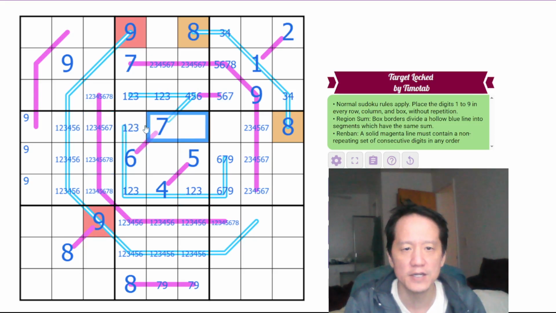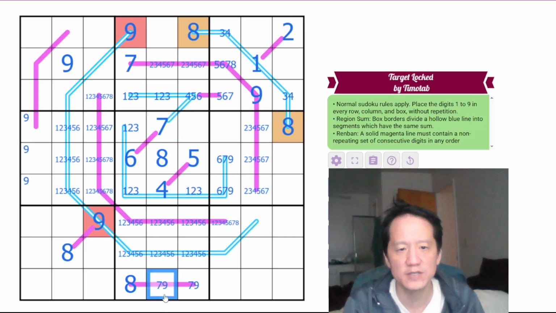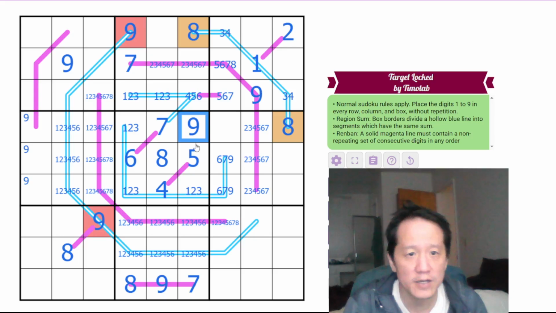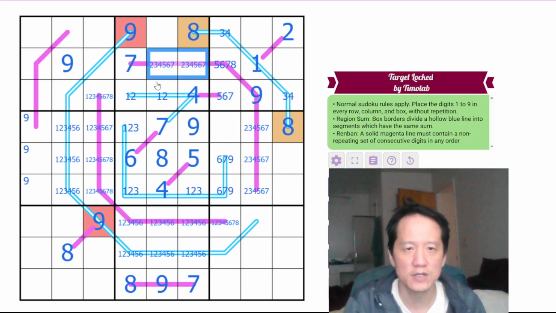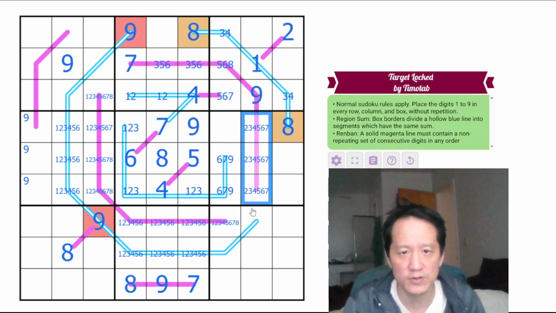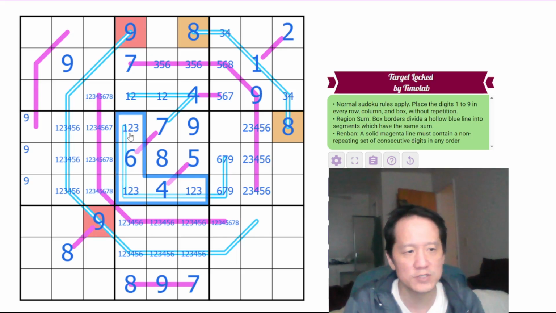Where is the 8 in the central box? Cannot be here, so it must be here. This can't be 7 because of that 7, so this is 9, which makes that 7. This can only be now a 9. And these 3 digits add up to a 7, which means it has to be 4, 1, and 2. So these cannot be 2 or 4 or 7. This can't be 7. There can no longer be a 7 on this Renban. These add up to 16.